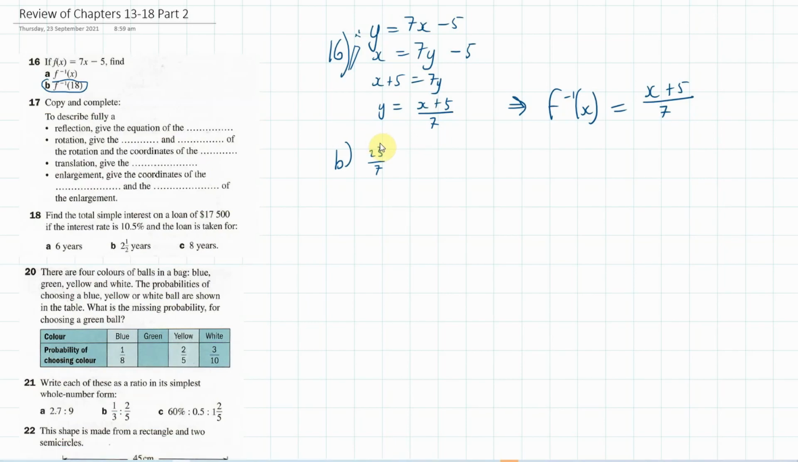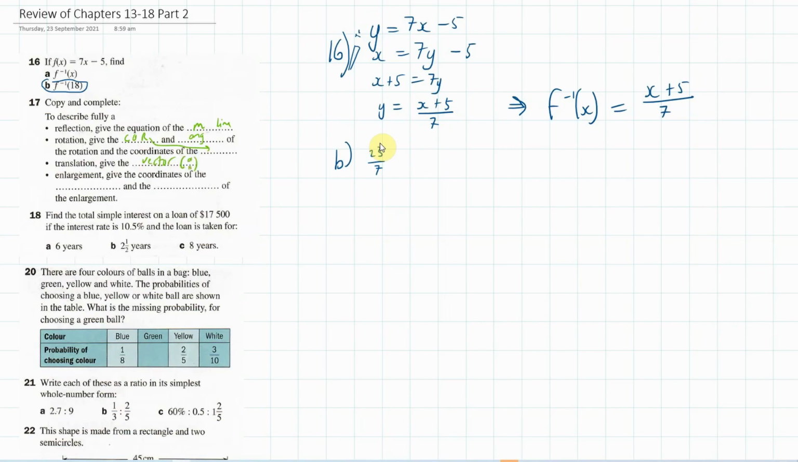Okay, number 17. I'm not going to write all of this out, but to describe a reflection, you've got to give the equation of the mirror line. To do a rotation, you've got to give the center of rotation and the angle of rotation. I think they've got the coordinates of the center here. So there's three things: the center of rotation, the angle of rotation, and the direction of rotation. For a translation, you're going to give the vector of translation.